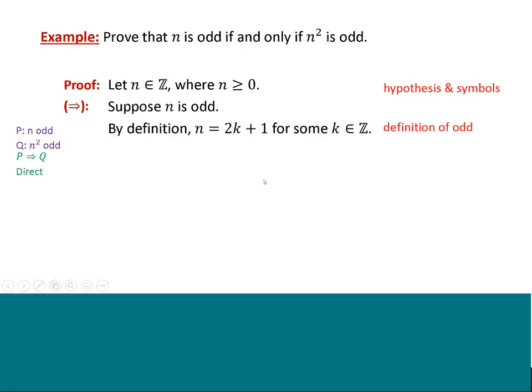That part can work for either of the two directions, but now we're in this forwards direction. Suppose n is odd. Now, using the definition of odd, we can rewrite n as 2 times k plus 1, where k is some integer. We don't know which one, but there's some integer that makes this work. Now, any guesses what we should do on the next line? Don't overthink it. Anybody have a guess of what we should do next?